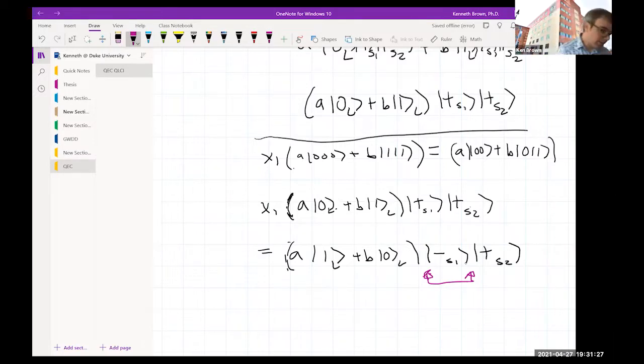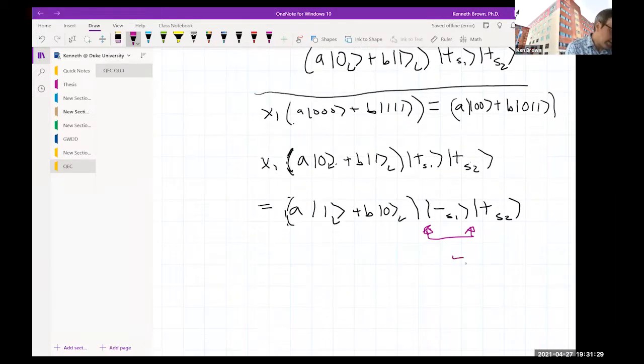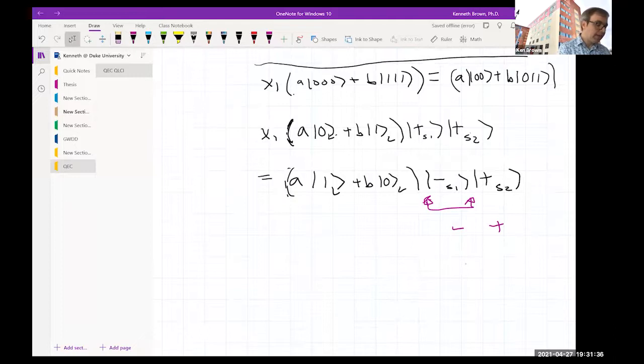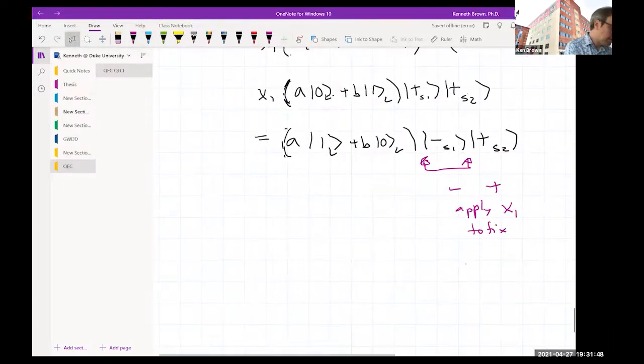So after I do this, I get minus and I get plus. And I'm like, all right, well then what I need to do is apply X1 to fix. And when I apply X1, everything goes back to where it should be.